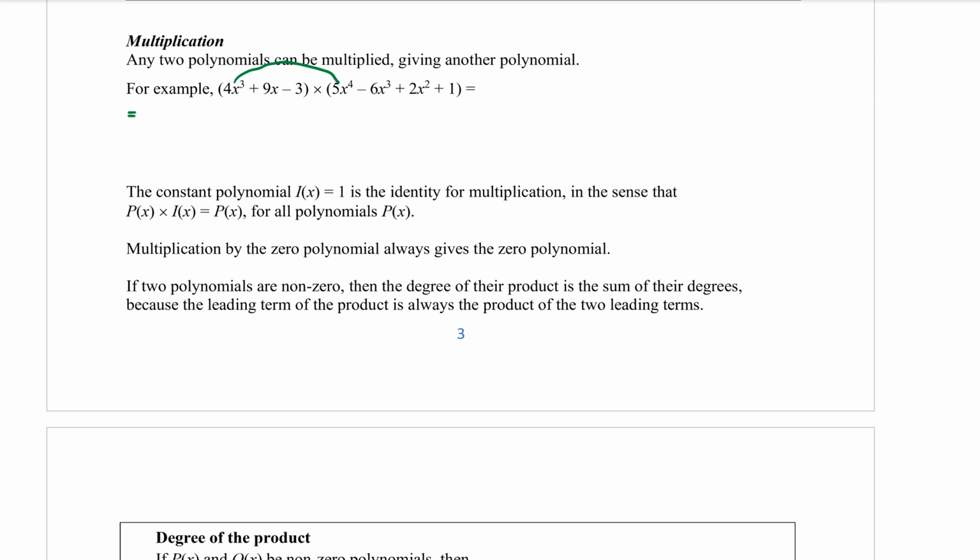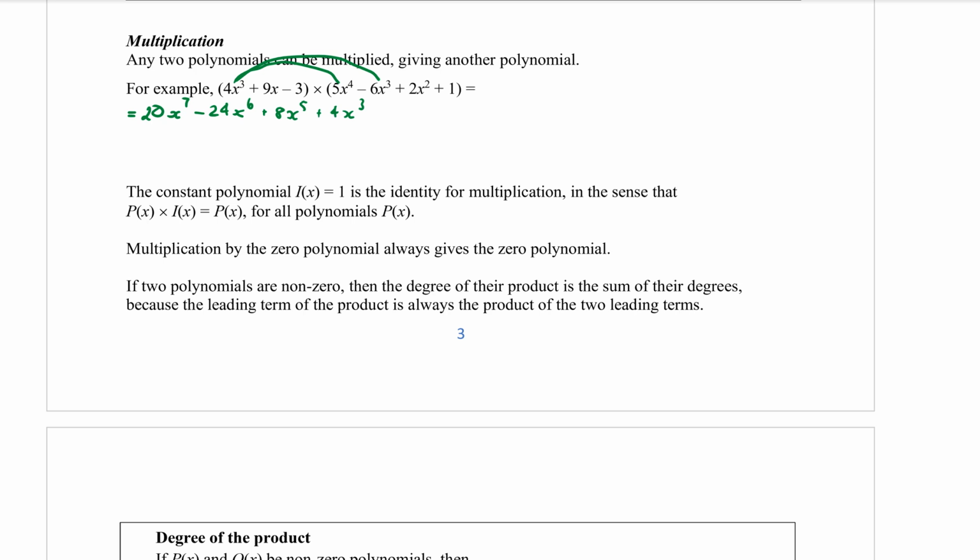4 times 5 is 20, and x cubed times x to the 4 is going to make x to the power of 7. 4 times minus 6 is going to make minus 24, x to the power of 6. 4 times 2 makes 8, x to the power of 5. 4 times 1 makes 4x cubed. That is just the 4 done.